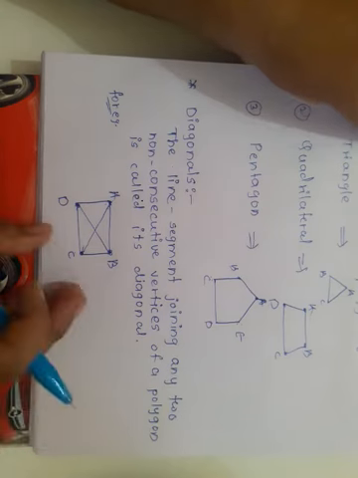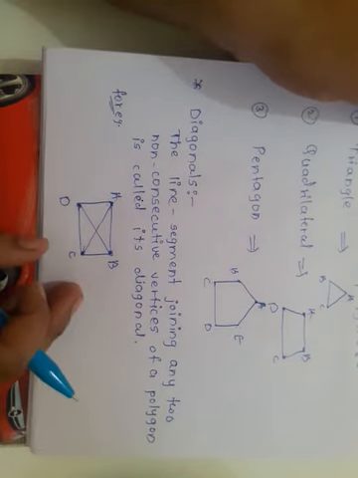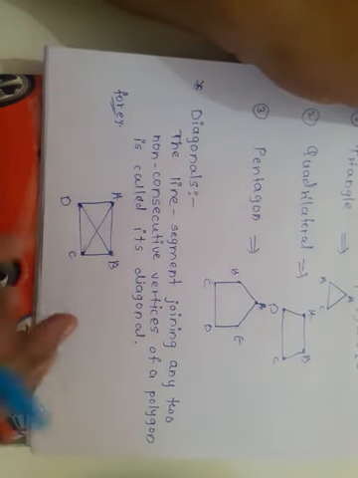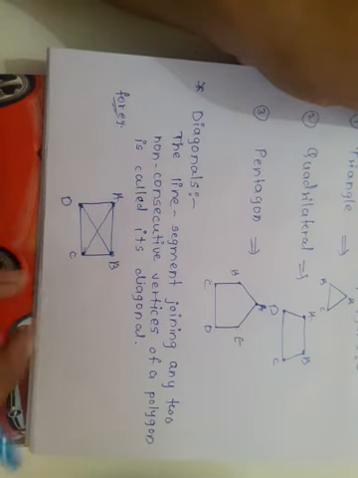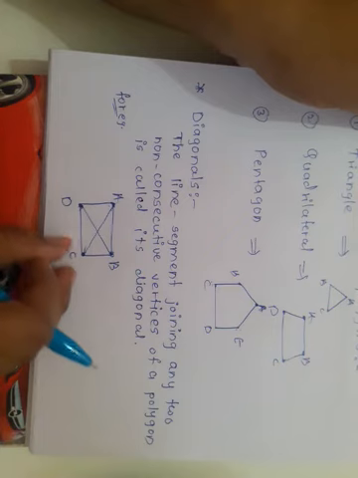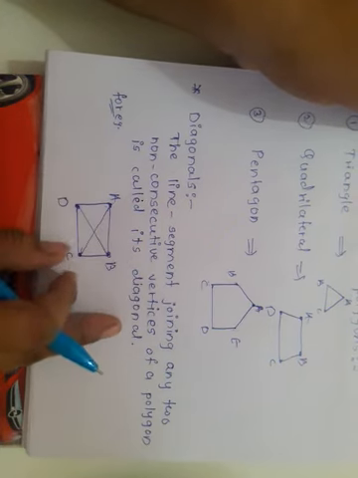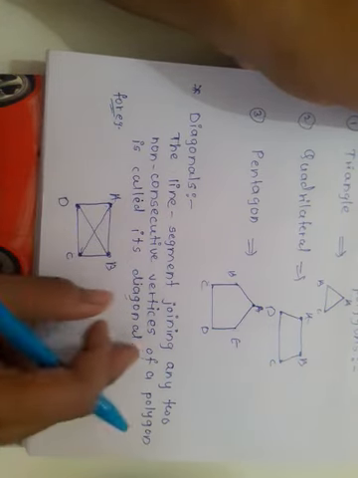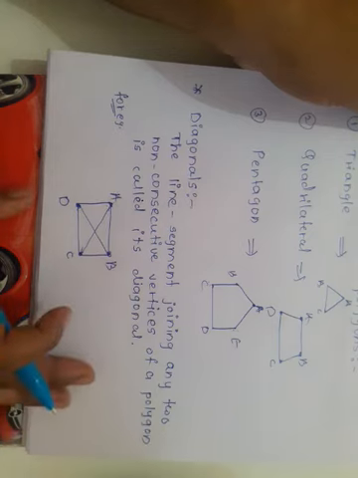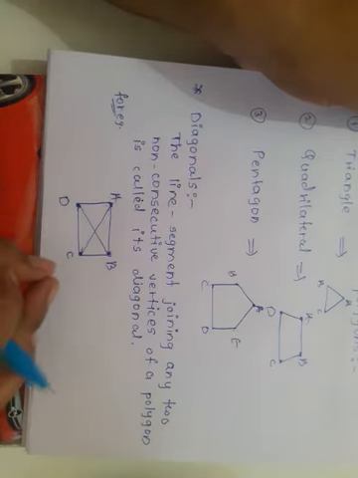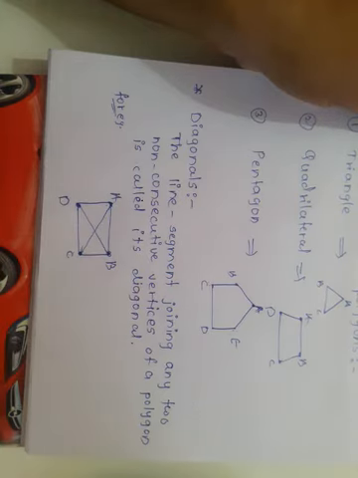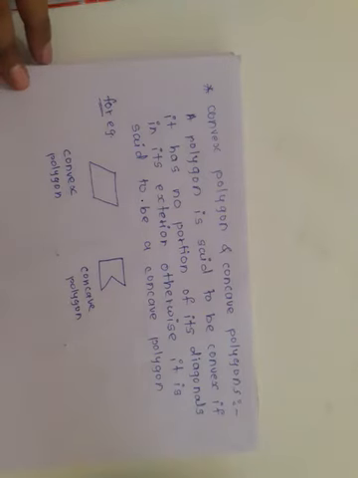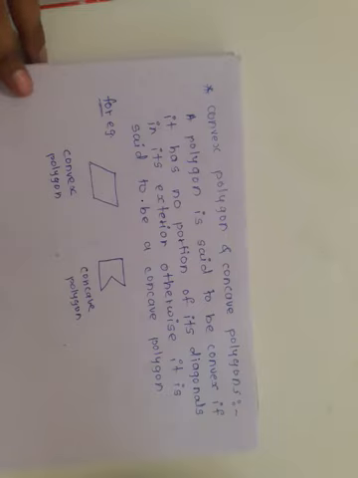Above the four-sided quadrilateral, in a pentagon and a hexagon, we can easily draw the diagonals. But the diagonal is a line segment joining any two non-consecutive, meaning non-adjacent, vertices of a polygon. Now the next definition is convex polygon and concave polygon.